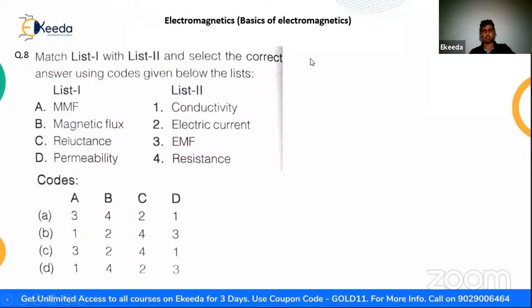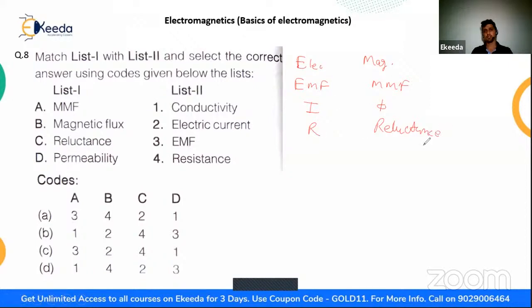There is some correlation between electrostatics and magnetostatics. Suppose this is electrostatics and this is magnetostatics. There is EMF and there is MMF. In this we have current, in this we have flux, flux linkage. In this we have resistance, or in this we have reluctance, whose symbol is sometimes S. This is resistance, this is reluctance, and the other parameters are conductivity, sigma, and permeability, mu.